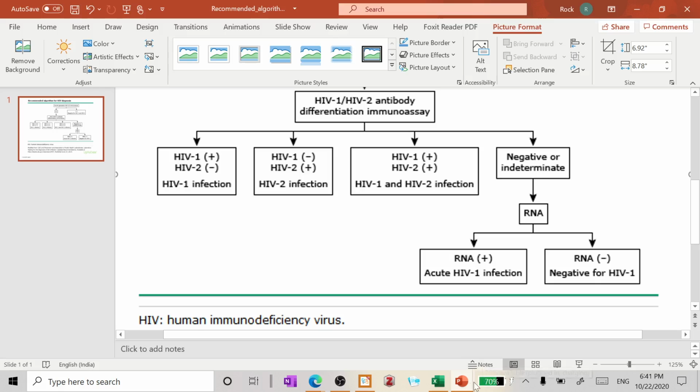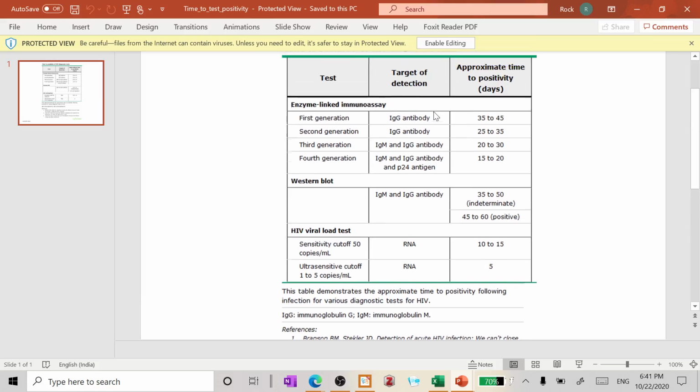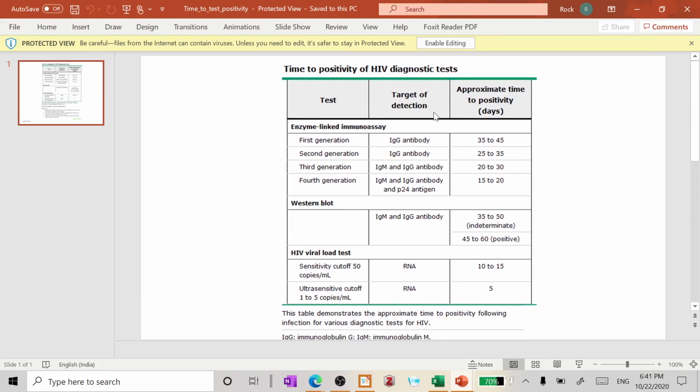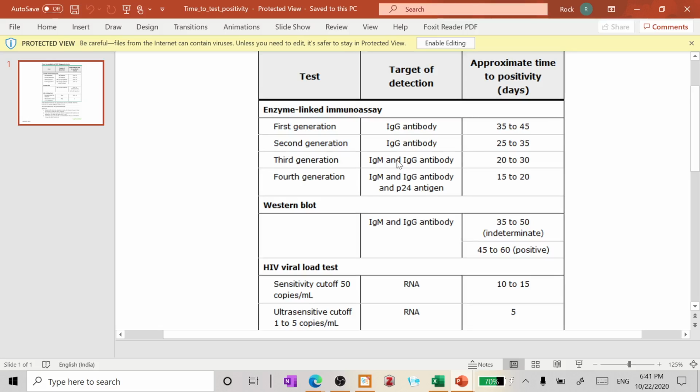Now we will discuss the time to positivity of the various HIV diagnostic tests. As we all know, there are ELISA, Western blot test, and HIV viral load test. From the time of exposure, how many days will it take for a test to detect the presence of HIV in your body?